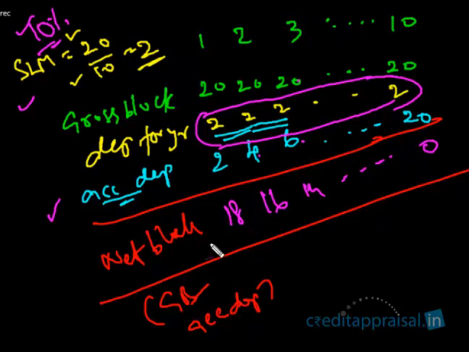Now we are going to define net block as gross block minus accumulated depreciation. This will be 18, 16, 14, till 0. So what does this actually represent? This represents the true value of the asset.